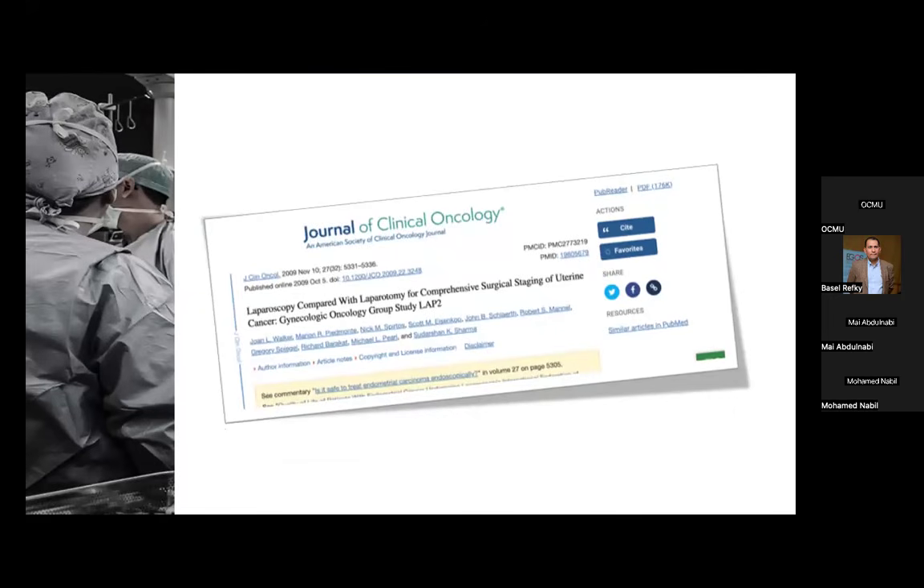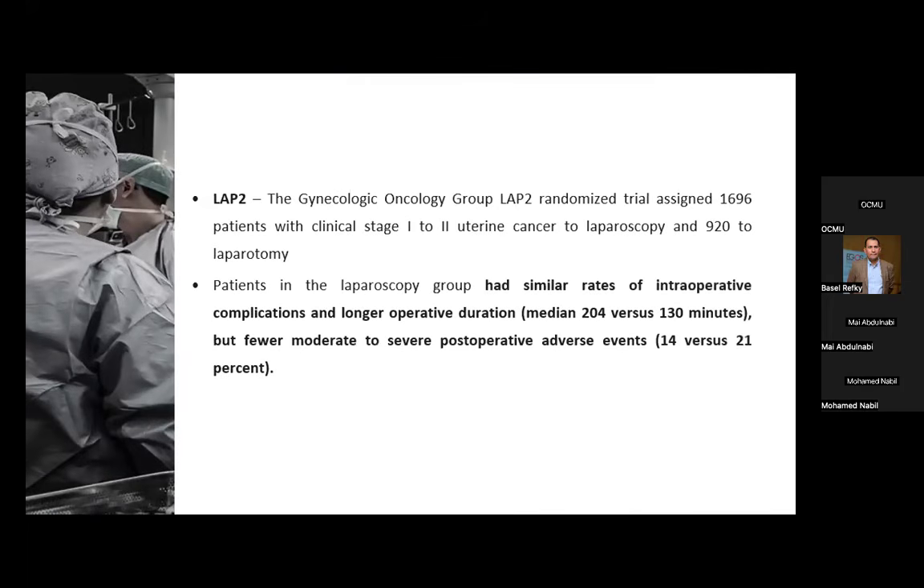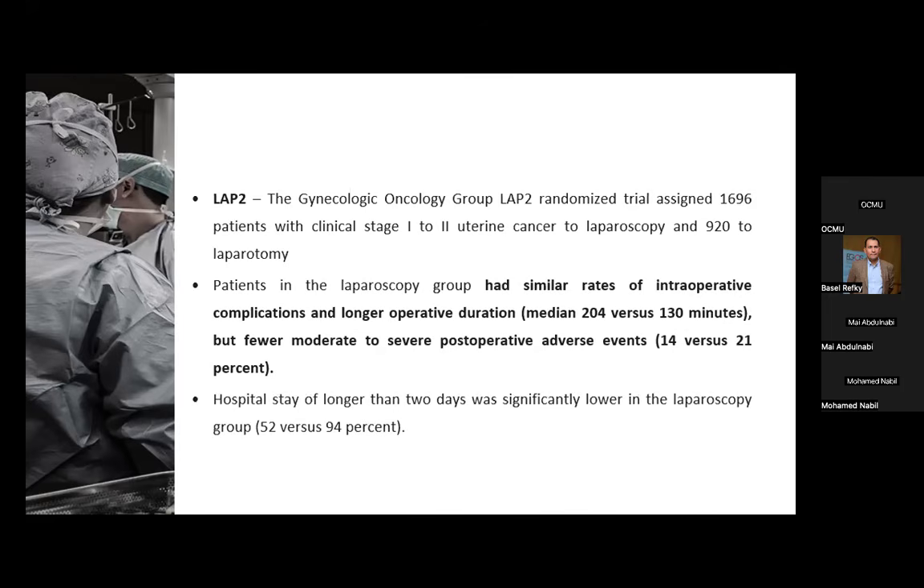So one of the main and core trials in this part is the LAP2 study, which was published in 2009. The LAP2 study assigned about 1,696 patients with stage 1 and 2 uterine cancer to laparoscopy and about 920 patients to laparotomy. They found that the patients in the laparoscopy group had similar rates of intraoperative complications with longer duration, we'll tell you why, but fewer moderate to severe postoperative adverse effects. A hospital stay of no longer than 2 days was significantly more frequent in the laparoscopy group.